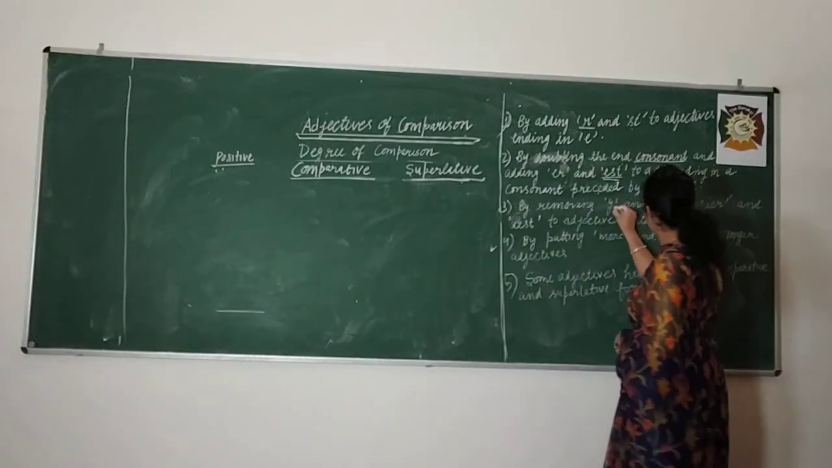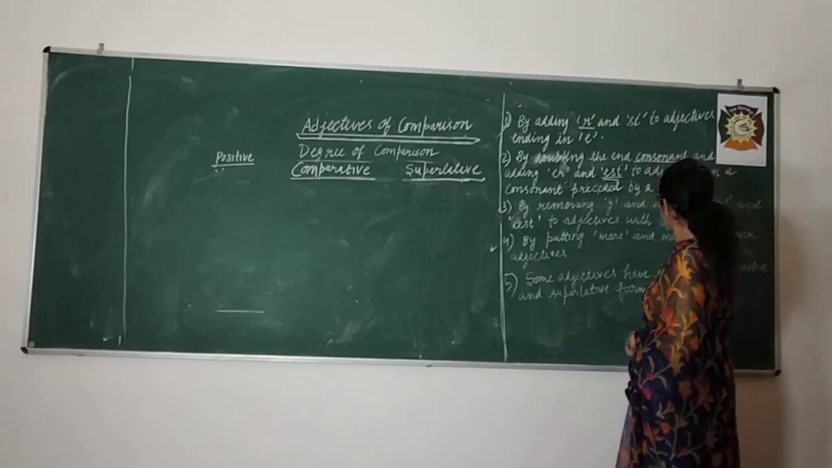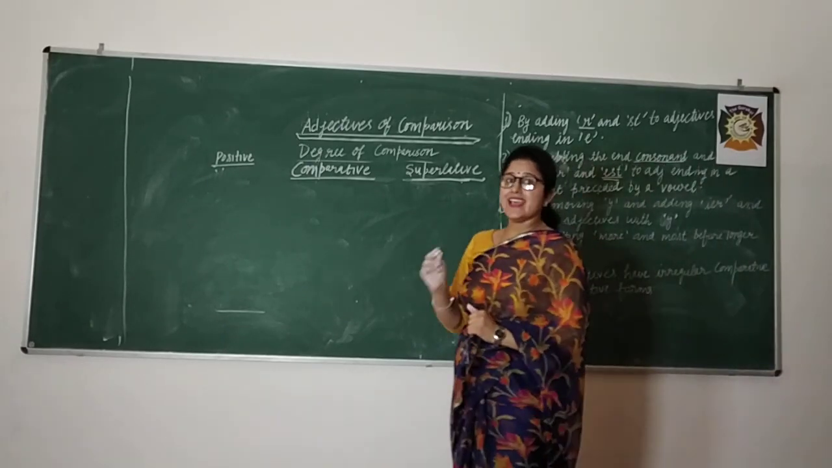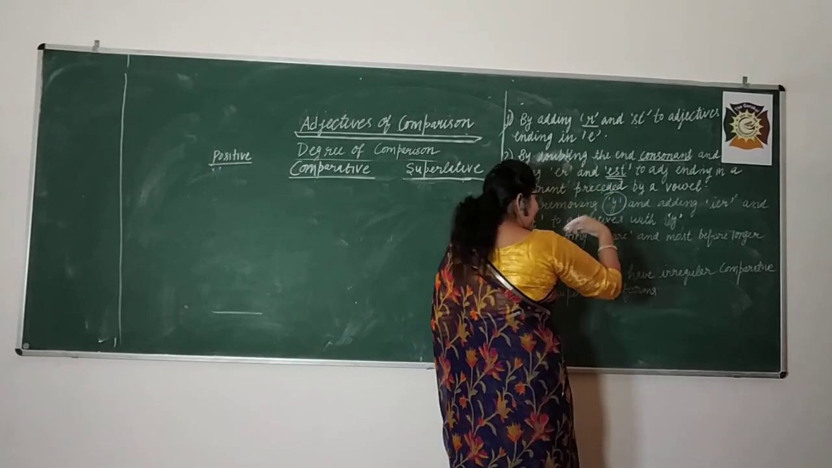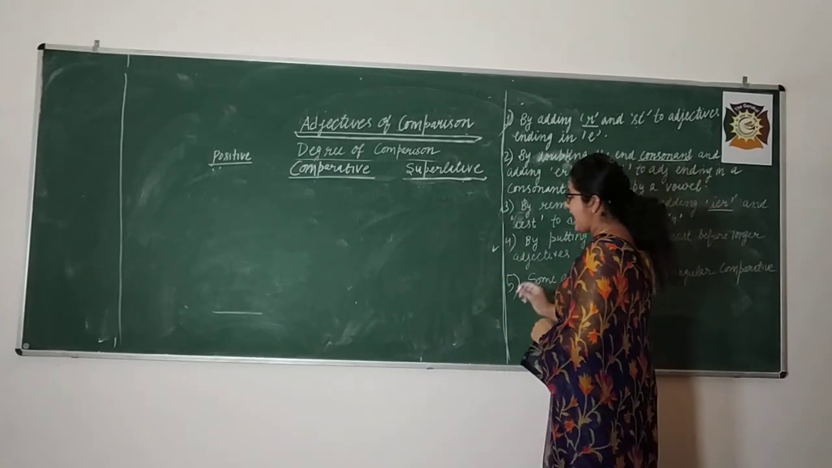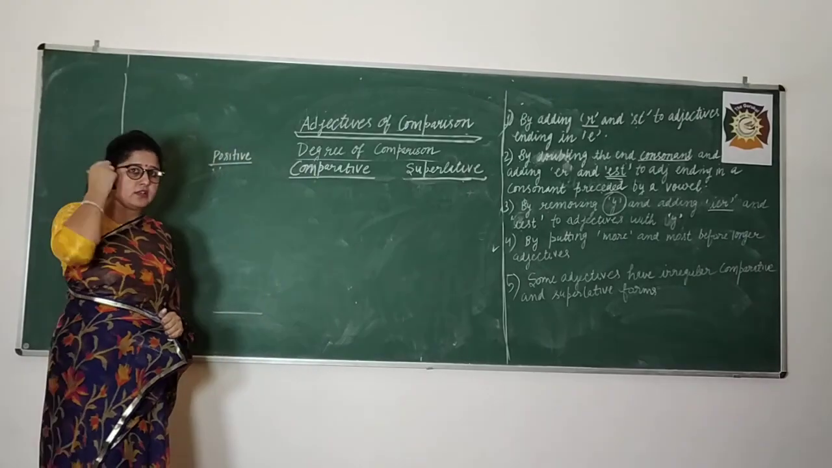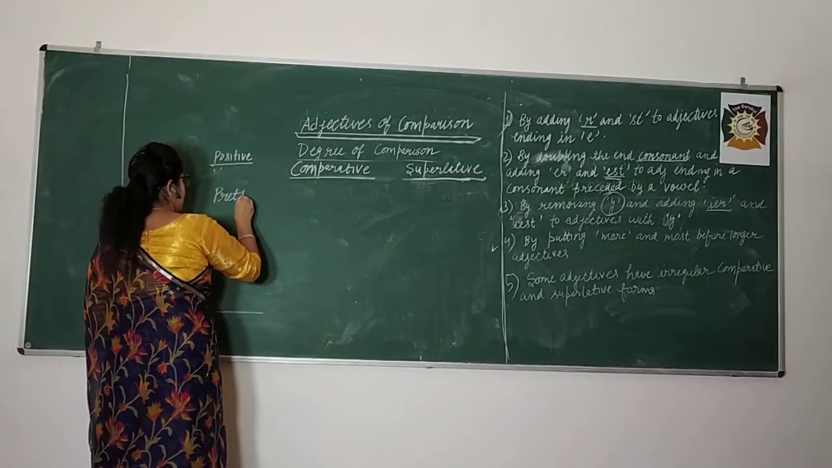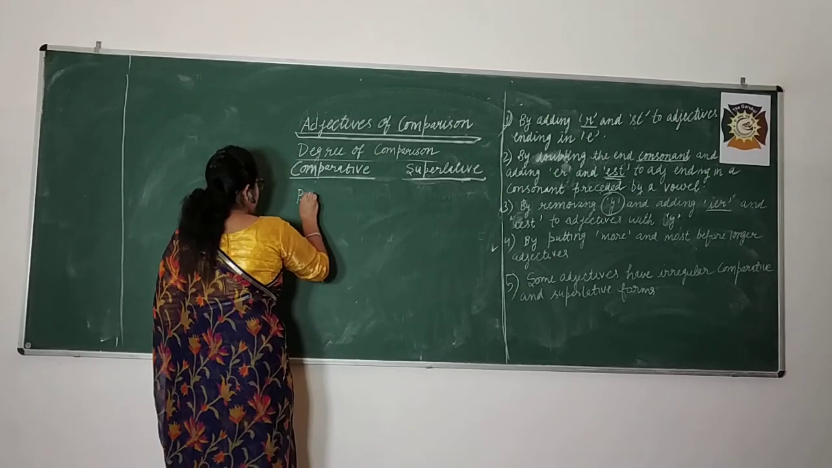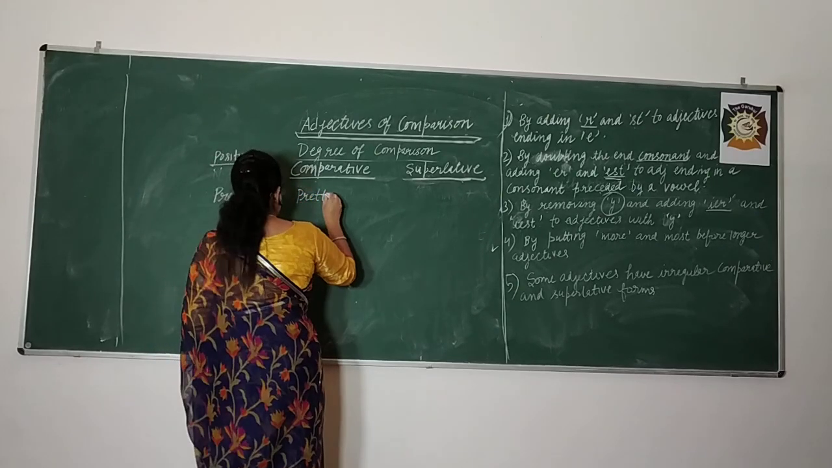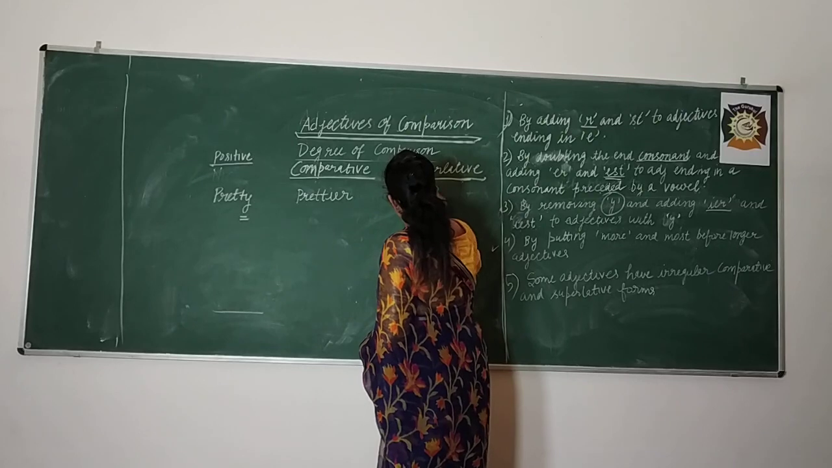Removing Y and adding IER and IEST to adjectives with Y. If any adjective is ending in consonant Y, then what will we do? We will remove Y and then we will add IER in the comparative degree and IEST in the superlative degree. Like pretty. As you are seeing, pretty is ending in consonant Y. So what will we do? We will cut Y and use IER. So prettier and prettiest.